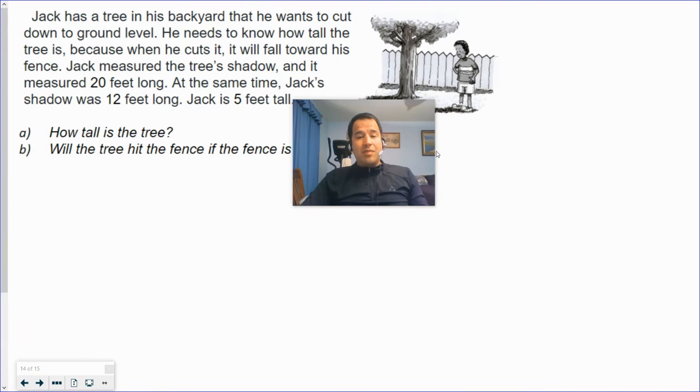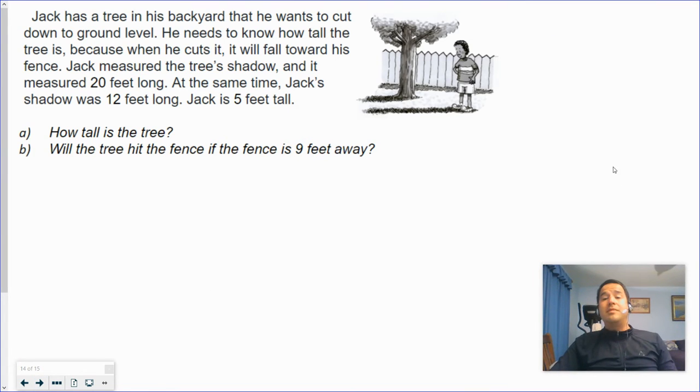All right. Well, guess what? This next problem is a Pythagorean theorem problem as well. And so I'd like you to pause. Well, let's read it, and then I want you to pause and try it on your own. Jack had a tree in his backyard that he wants cut down to ground level. He needs to know how tall the tree is, because when he cuts it, it will fall towards his fence. Jack measured the tree's shadow.